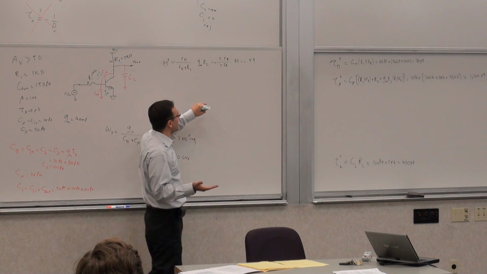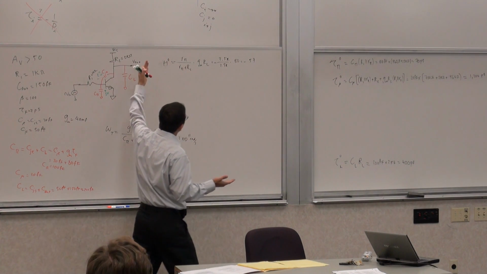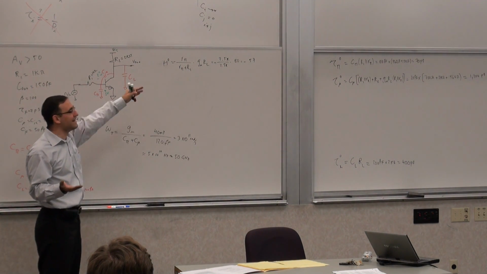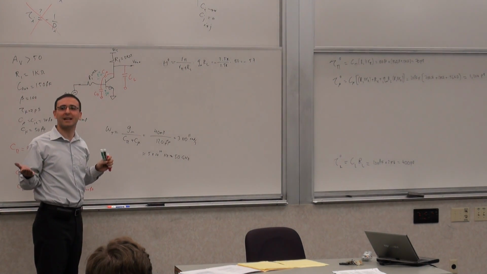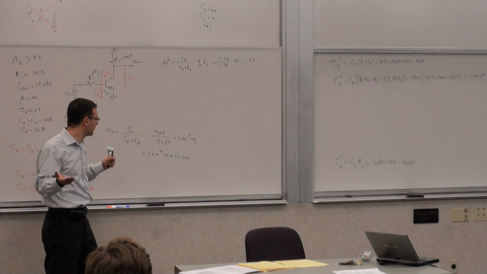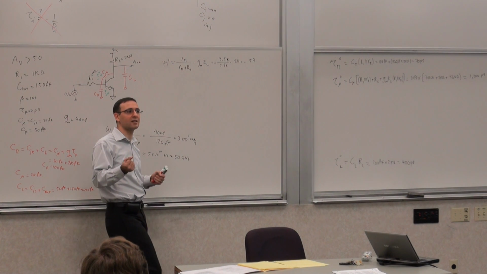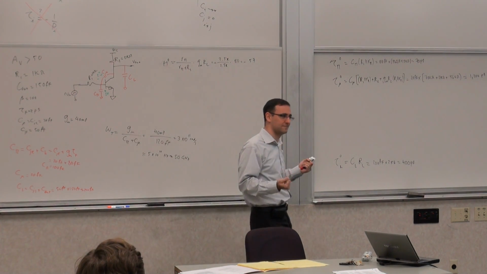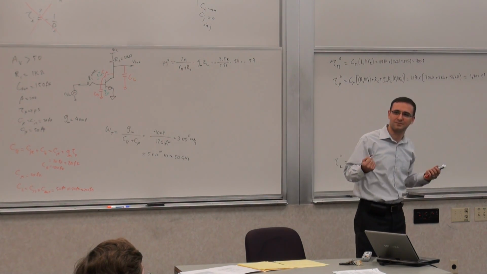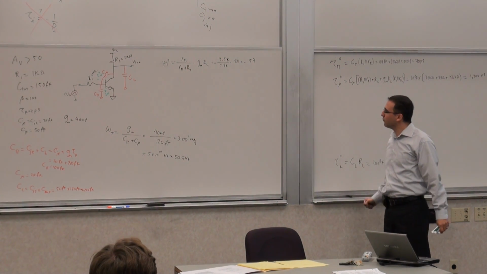So if you multiply this 100 megahertz by, let's say, your gain of 80, you're at 8 gigahertz gain bandwidth product, while this is at 50 gigahertz. So you still are not utilizing your transistor to the fullest. You're not there yet. Okay, so what can we do?